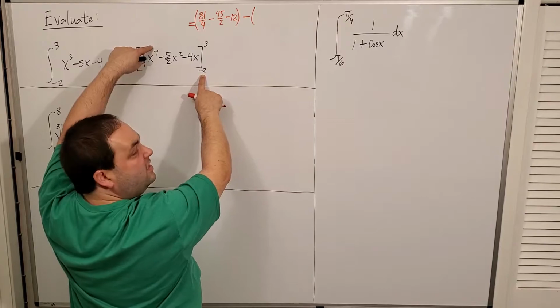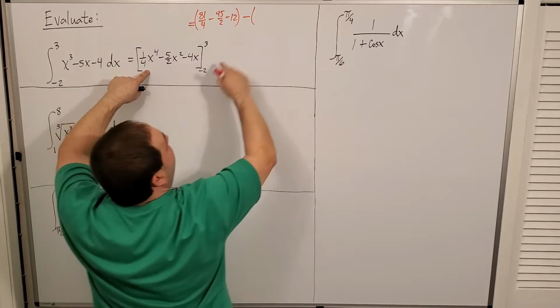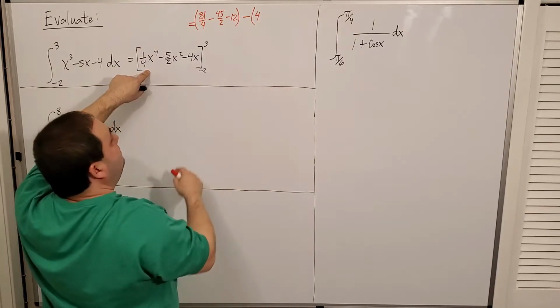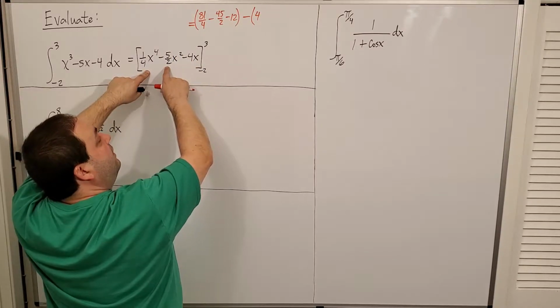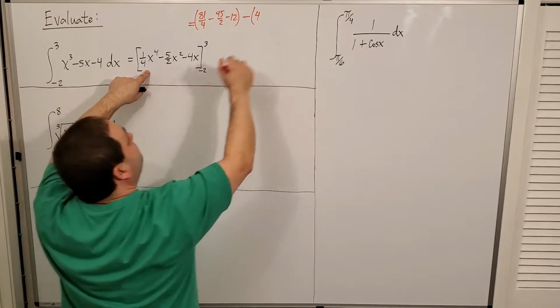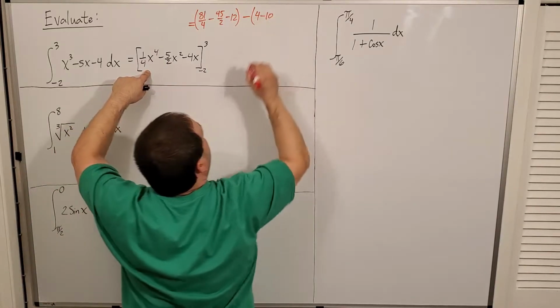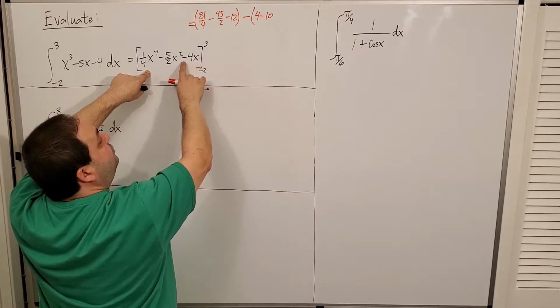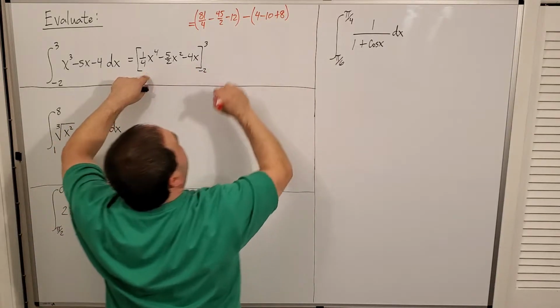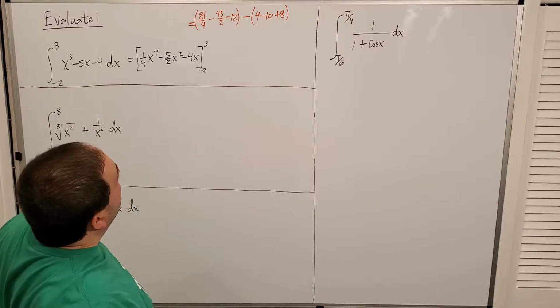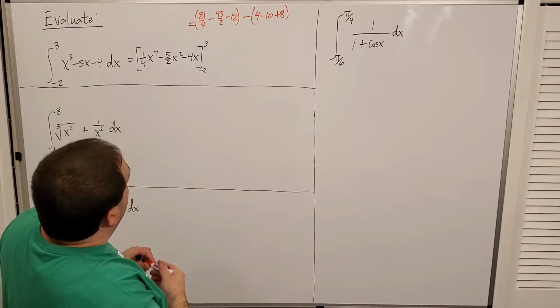Negative 2 to the fourth is 16. Divided by 4 is 4. Negative 2 squared is 4. Divided by 2 is 2. Times 5 is negative 10. And then negative 2 times negative 4 is plus 8. Okay, that's great.